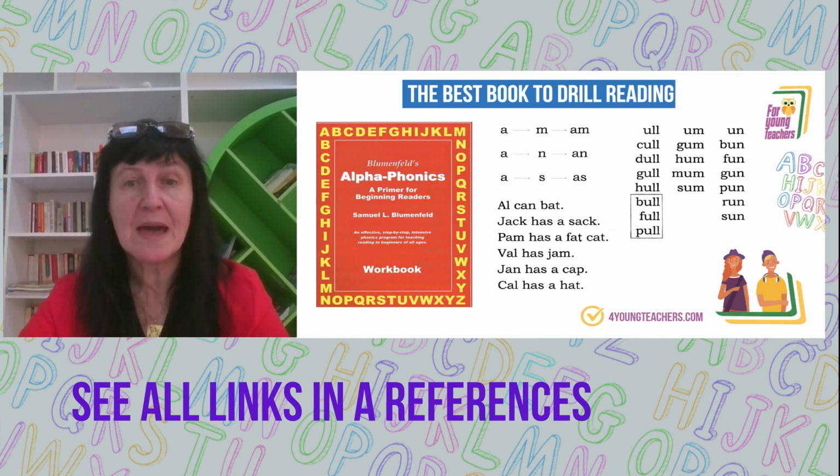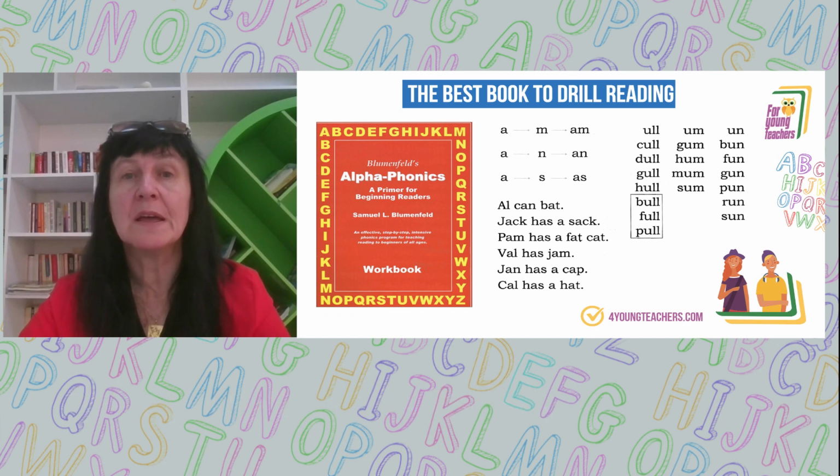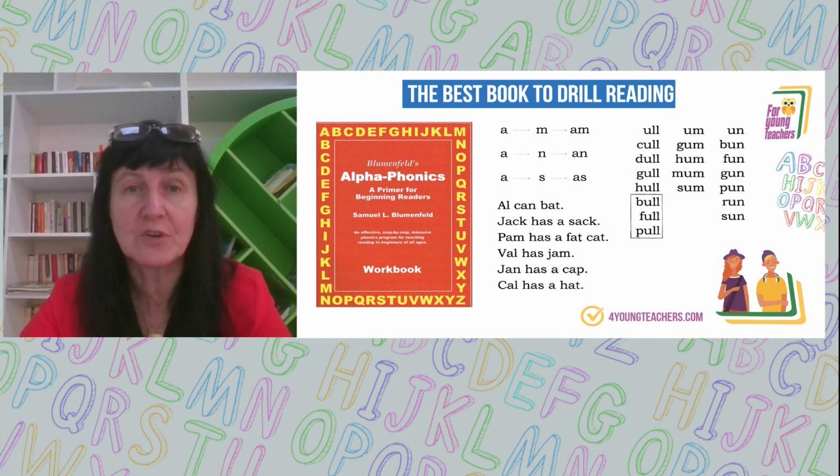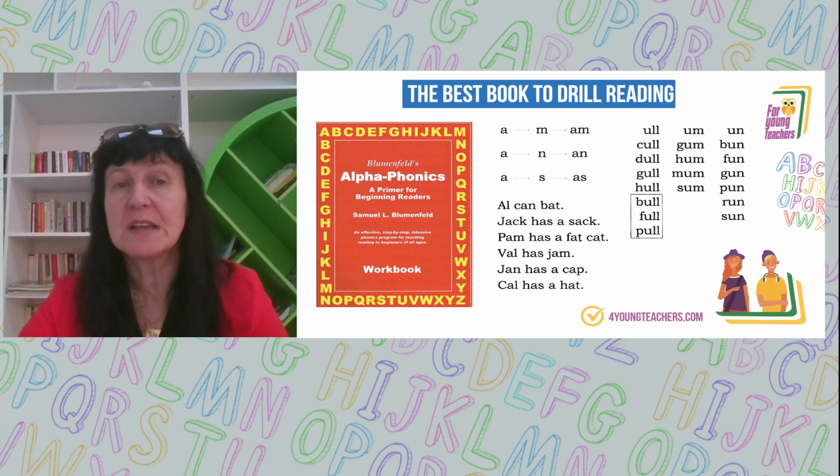From my experience, the best book to drill reading is the Alpha Phonics book. It was created to provide parents, teachers, and tutors with a sensible, logical, easy-to-use system for teaching reading. This book teaches the alphabetic system with its 26 letters and 44 sounds. It follows this sequence: first the alphabet, then the short vowels and consonants, the consonant digraphs followed by the consonant blends, and finally the long vowels in a variety of spellings and the other vowels.